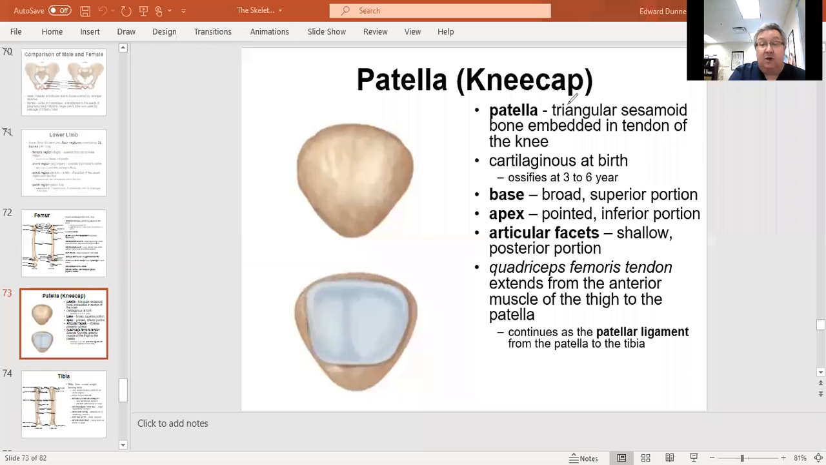You need to know what it looks like for your practical, but for your exams, you're going to need to know the top portion is known as the base. It's bigger. The apex is the bottom inferior portion, and it is pointed.